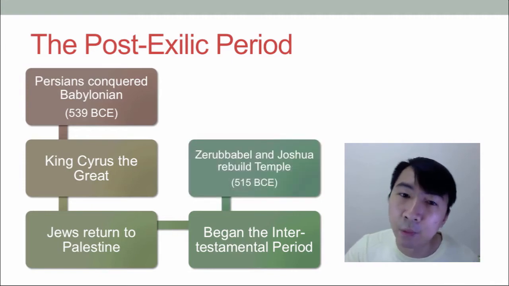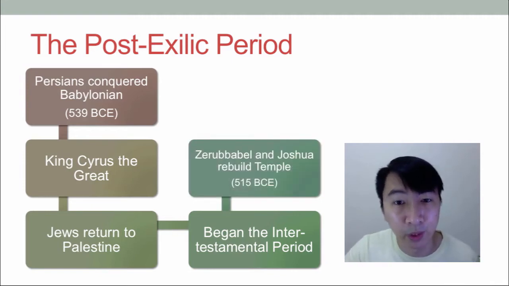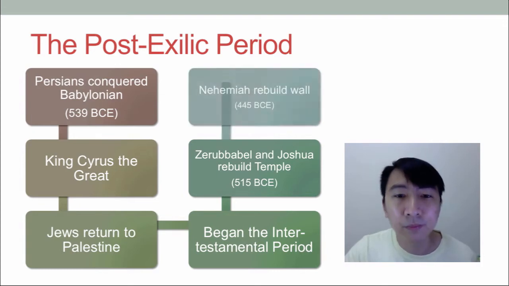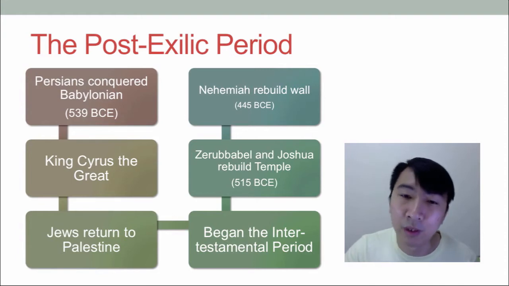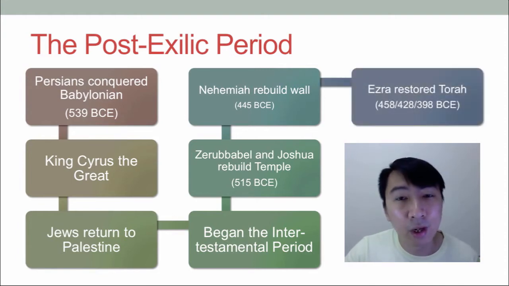From the Old Testament, we learn that Zerubbabel and Joshua went back to rebuild the temple in 515 BCE. This is what we call the Second Temple. Then Nehemiah went back to rebuild the wall in 445 BCE. Ezra went back to restore the Torah in 458 or 428 or 398 BCE. It depends on how you interpret the text.